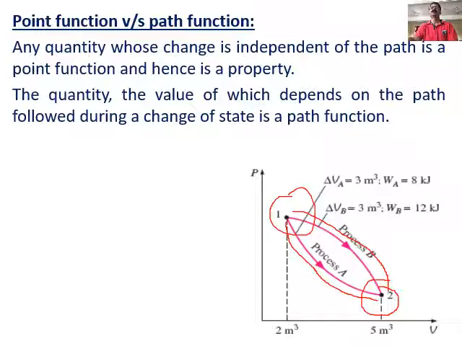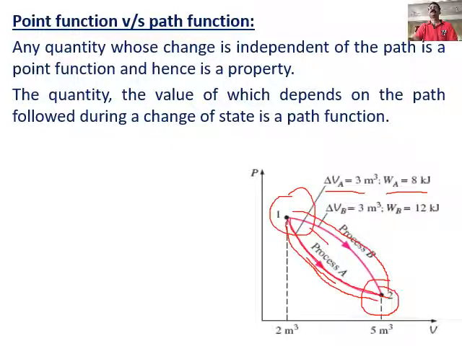Now here, what is the volume? V1 is 2 meter cube. What is the volume here? V2 is 5 meter cube. So what is the change in volume during the process 1A2? 5 minus 2, it is 3 meter cube. So delta V along A is 3 meter cube. But during this process, the work along this path is 8 kilojoules. So work done during the process 1A2 is 8 kilojoules.